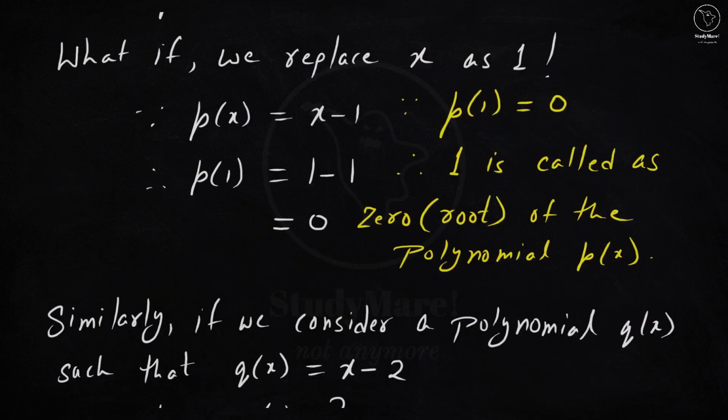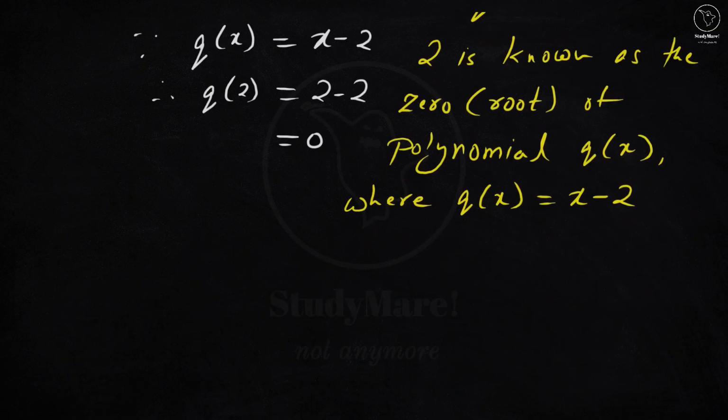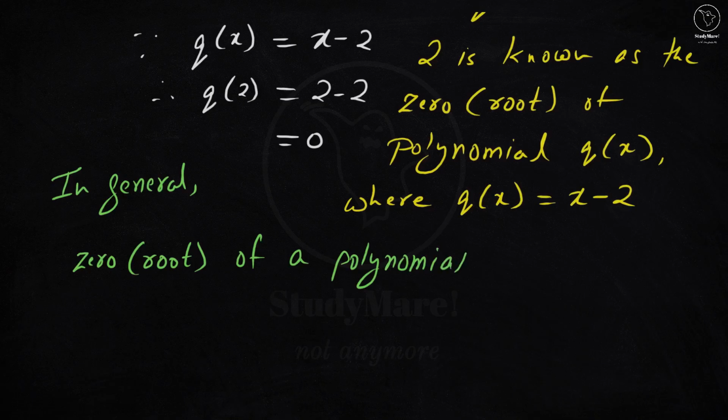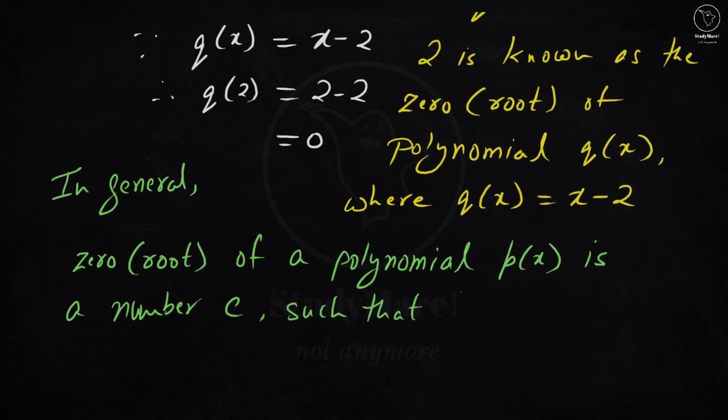So, looking at these calculations, in general, we can say that a zero or root of a polynomial p(x) is a number c such that p(c) is equal to 0. It means whatever value of the variable gets us the value of that polynomial as 0 is known as the zero or root of that particular polynomial.